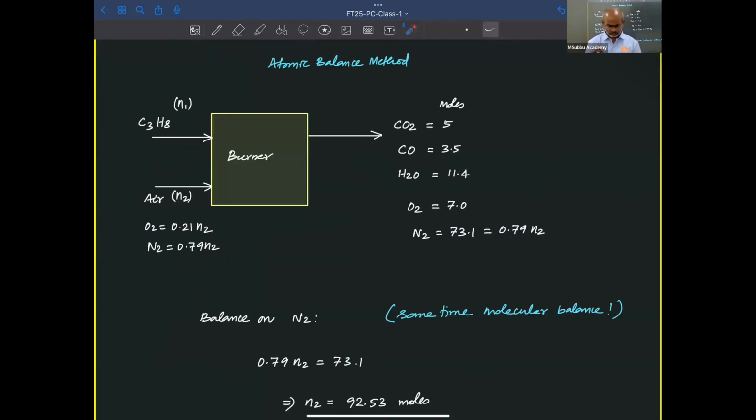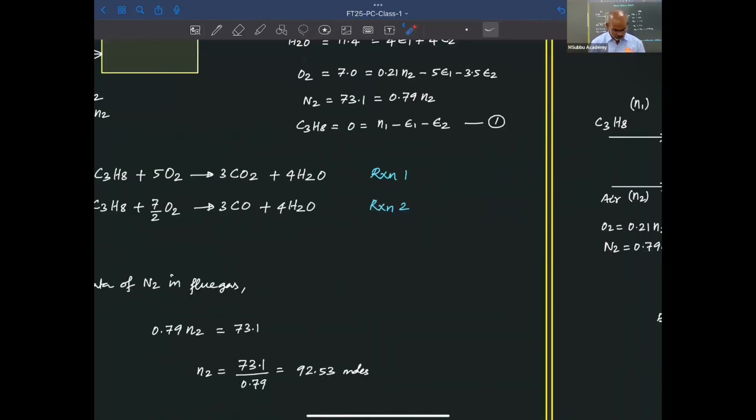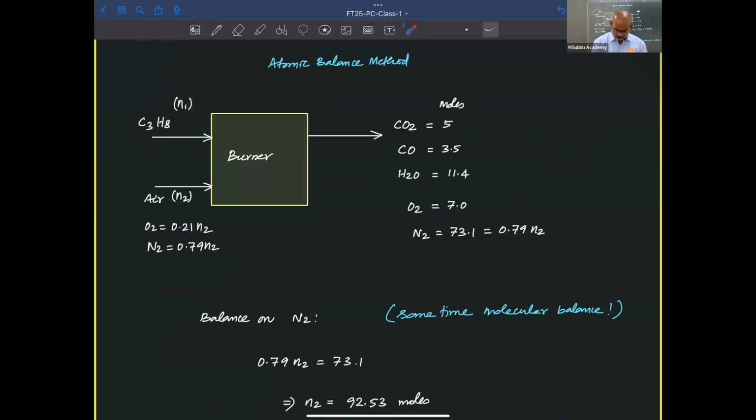Yeah, the same problem we will also solve by the atomic balance method. For atomic balance, you need not write anything for these reactions. We are simply going to write what is there in terms of components. These components are there. We have this complete data, and N1, N2 we are actually going to solve.